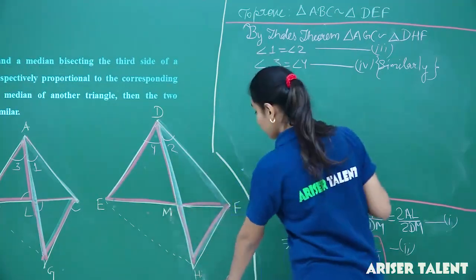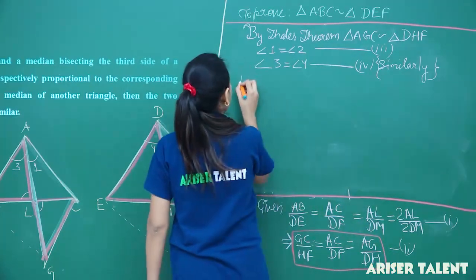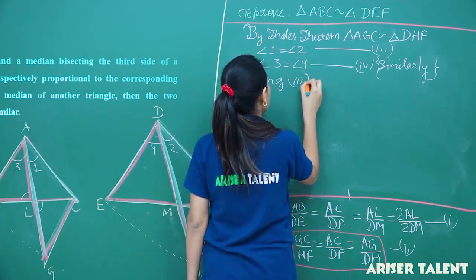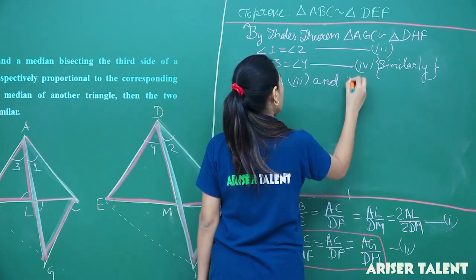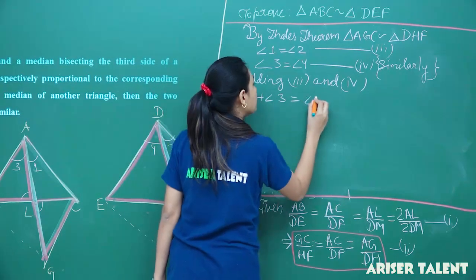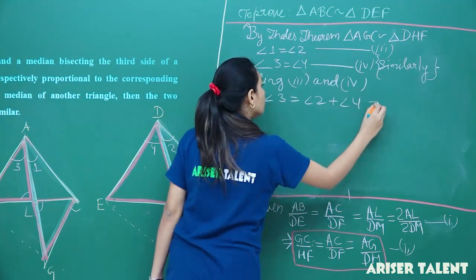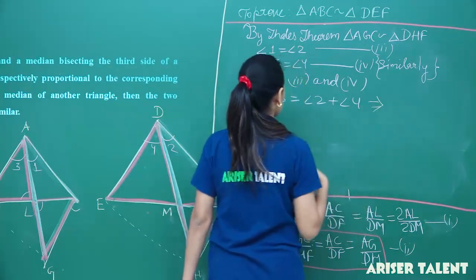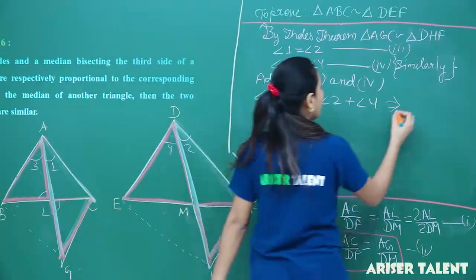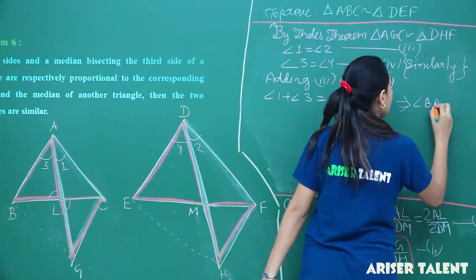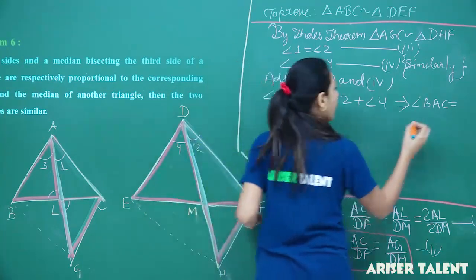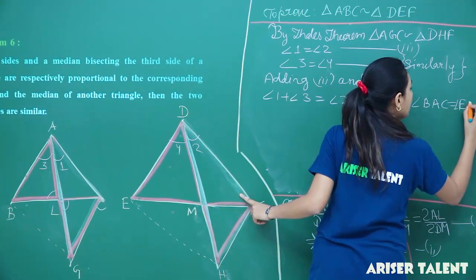Okay. Now, adding 3rd and 4th, what you will get, student? Angle 1 plus angle 3 equals angle 2 plus angle 4. Now students, what will this give you? That angle 1 plus angle 3 is equal to angle BAC, and this is equal to angle EDF.